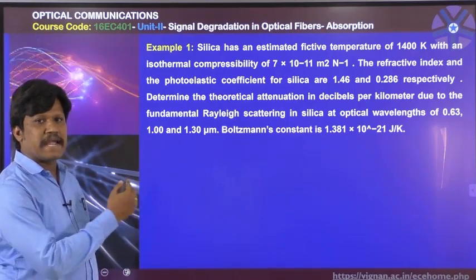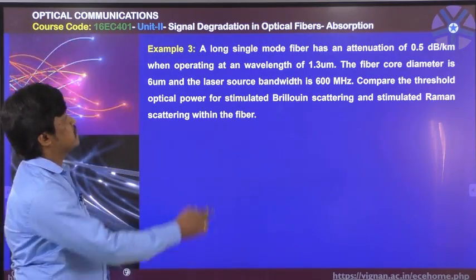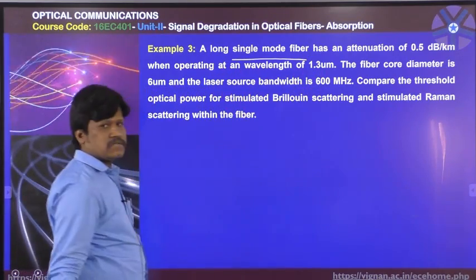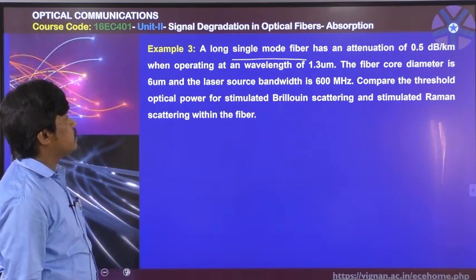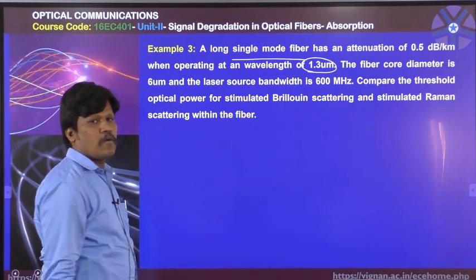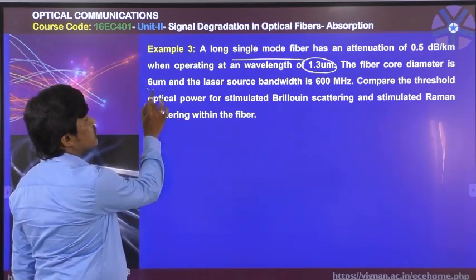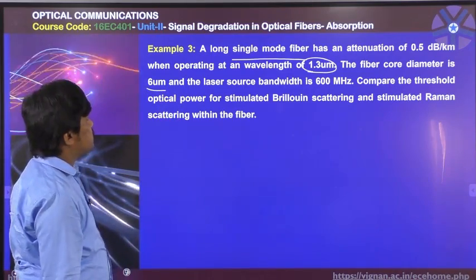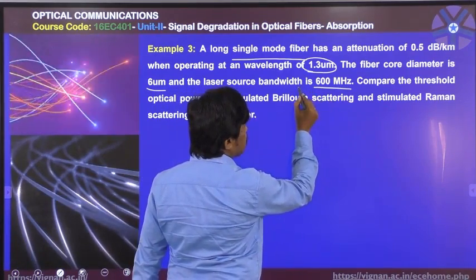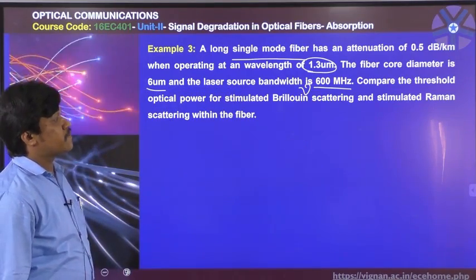We will see some problems in scattering. Next problem is example 3. A long single mode fiber has an attenuation of 0.5 dB per kilometer when operating at a wavelength of 1.3 micrometer. The fiber core diameter is 6 micrometer and the laser source bandwidth mu is equal to 600 megahertz.